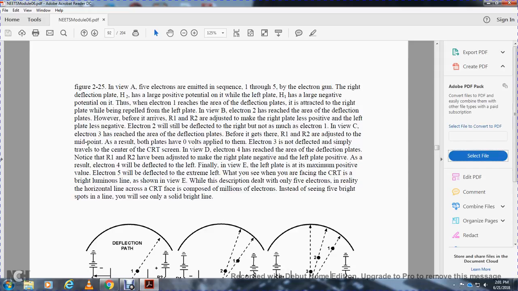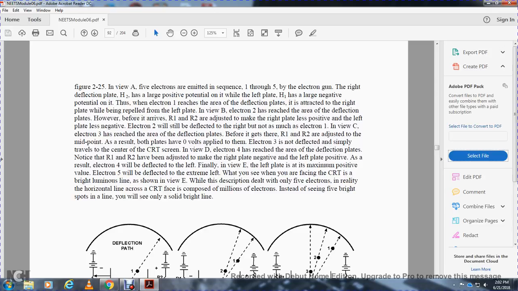Thus, when electron 1 reaches the deflection plates, it is attracted to the right plate and repelled from the left plate, as in view B. Electron 2 will reach the area of the deflection plates later. However, before it arrives, resistor 1 and resistor 2 are adjusted to make the right plate less positive and the left plate less negative. Electron 2 will be deflected to the right, but not as much as electron 1.